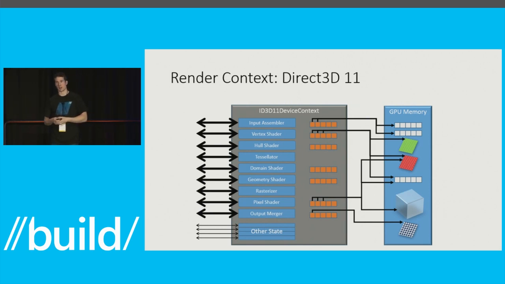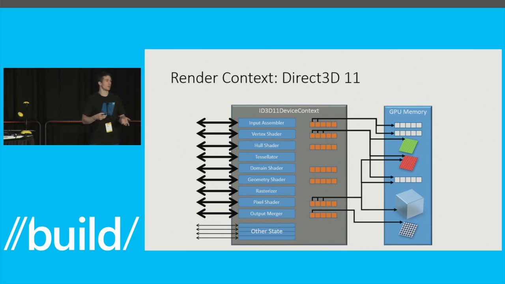So starting with D3D11, what you see on screen is just a graphical representation of what the D3D11 rendering context is. So from left to right, on the left you see a bunch of arrows. Those arrows represent individual pieces of pipeline state on the D3D11 rendering context. Each one of those can individually be set or retrieved from the API. But as a collection, that pipeline state represents what the GPU will execute when a draw or dispatch command occurs at the API surface.